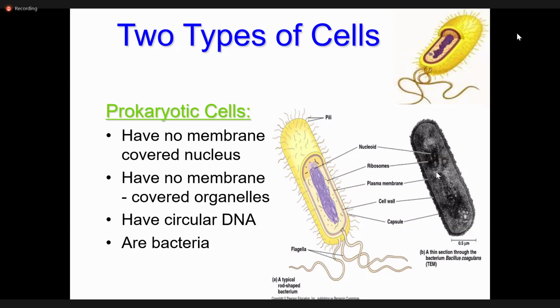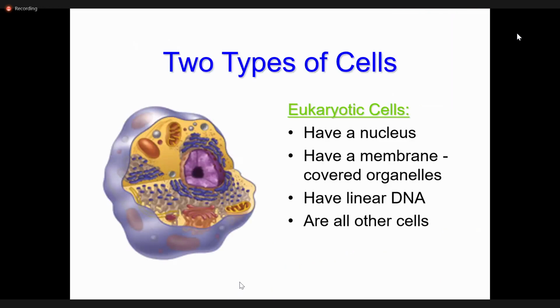This is the structure as seen by TEM. Our microscopes, the STEM, SEM, TEM, and compound microscopes, are used to identify this bacterial structure through microscopic magnification. And this next is the eukaryotic cell. It has a nucleus, has membrane-covered organelles, and has linear DNA containing the chromosomes and all other cell constituents.